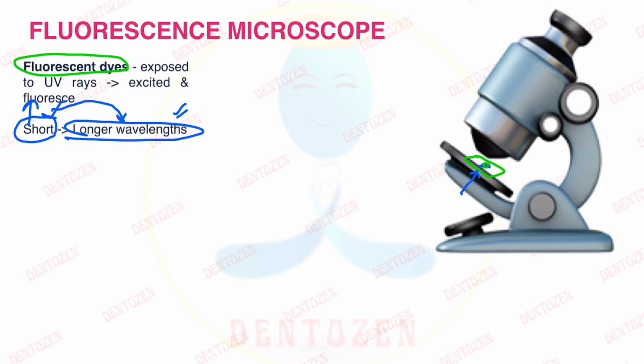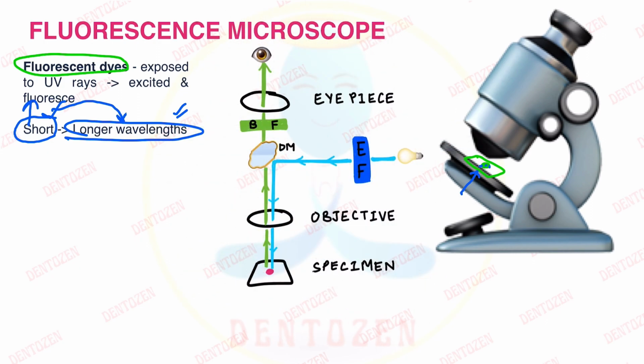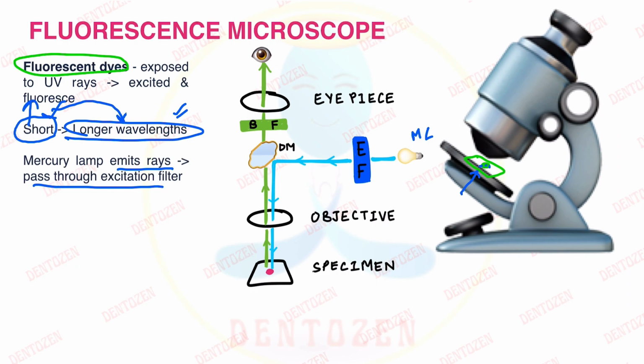So let's see the working principle. Here we usually use mercury lamps. These mercury lamps emit rays which pass through a special type of filter. The excitation filter is one important component. What is the role of this filter? It will not allow all the wavelengths of the visible spectrum to pass through, but only short wavelength rays. Here we can see short wavelength blue rays passing through this excitation filter. That is the role of the excitation filter.